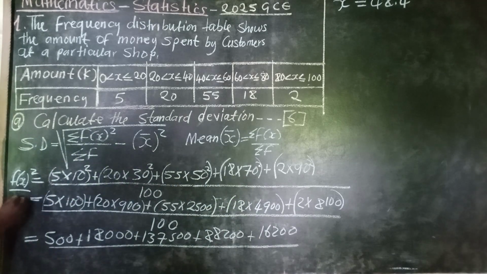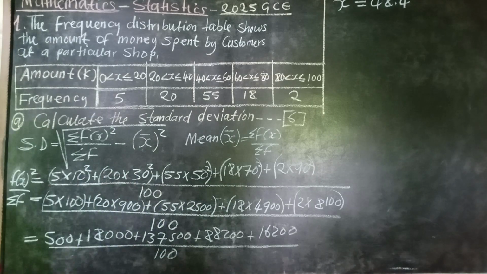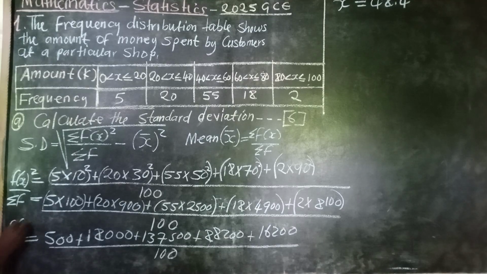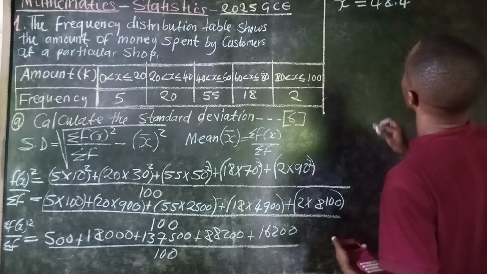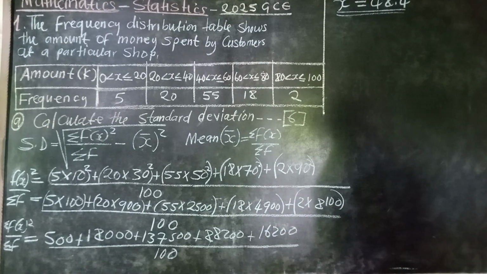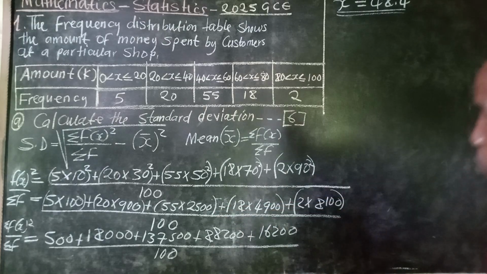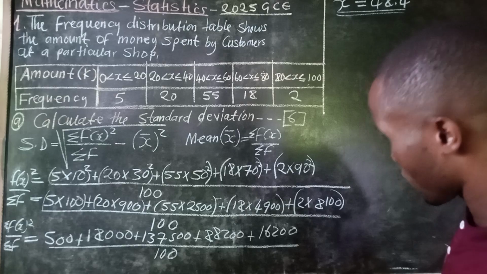In fact, this is over. Summation is already there. So this is the one we are finding: summation f of x squared, then summation f. Okay, now from there, we know that this is our mean. So we can now sum up the numerator so that we get the final answer after adding.